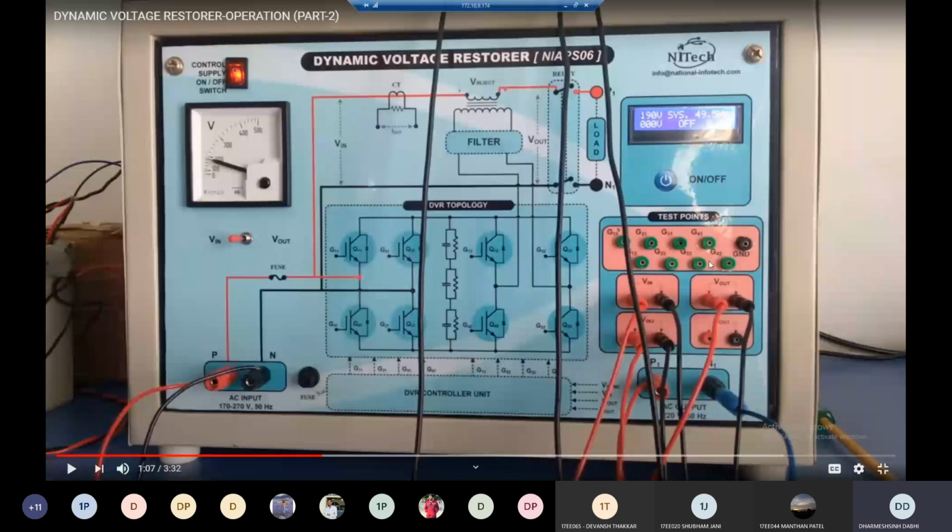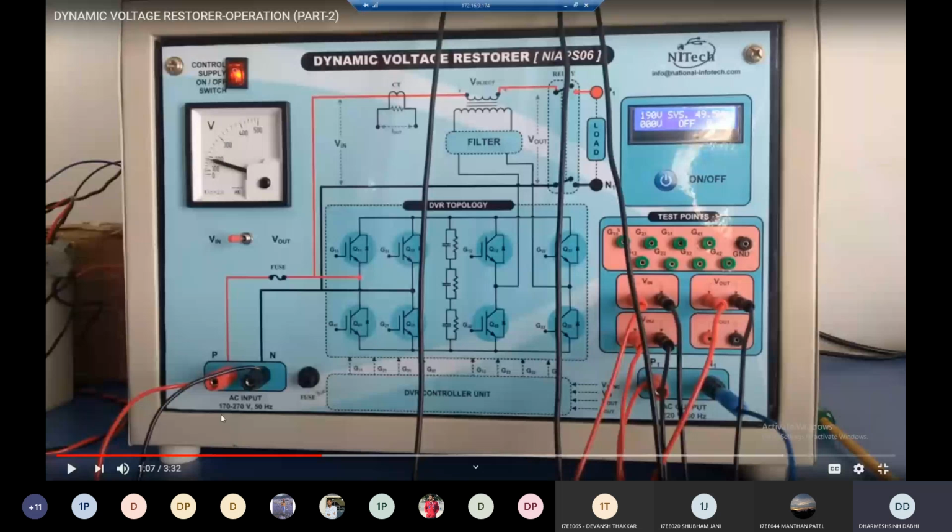And from here, these terminals V in, you can measure this input voltage. Here V output, you can measure this output voltage across the load side. Clear? And here this is a main control switch from which you turn on this DVR, and you can measure the AC voltage from here. This analog meter is used to measure the supply voltage.